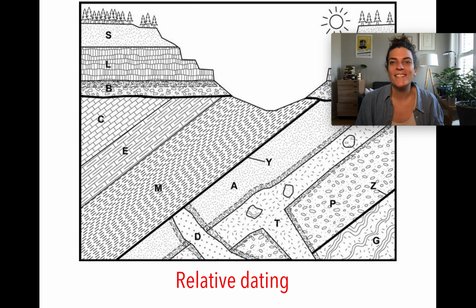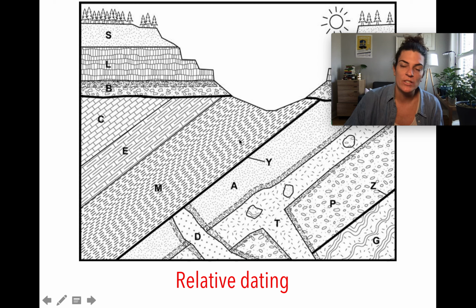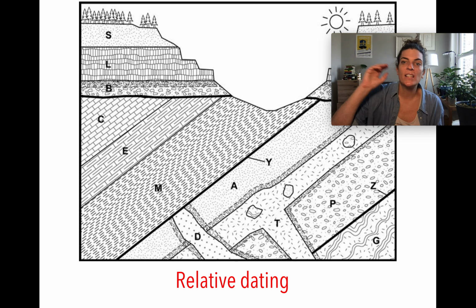So we can use this idea of uniformitarianism and the principles of geology text that Charles Lyell set forth in the 1830s to relative date rocks, okay? Relative means we know their age in relation to each other. So for example, in this image, rock G is younger than rock P. We know this to be true. And rock P is younger than rock T, which is younger than rock A, which is younger than rock M. Because of sedimentation, we know that the oldest rocks are at the bottom, the youngest rocks are at the top.